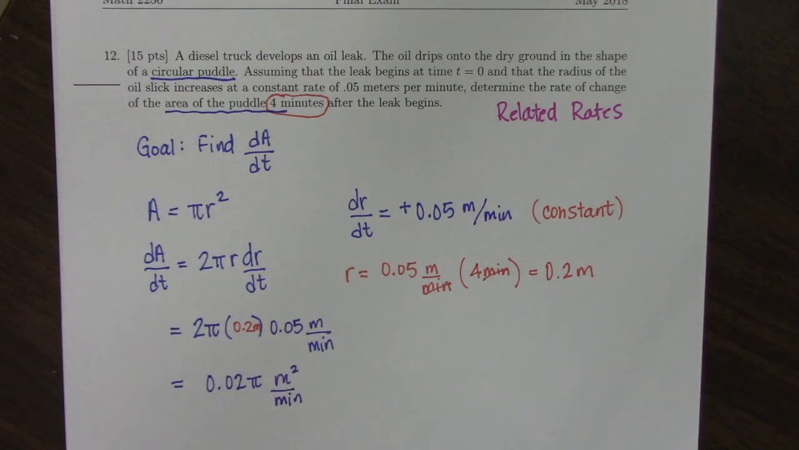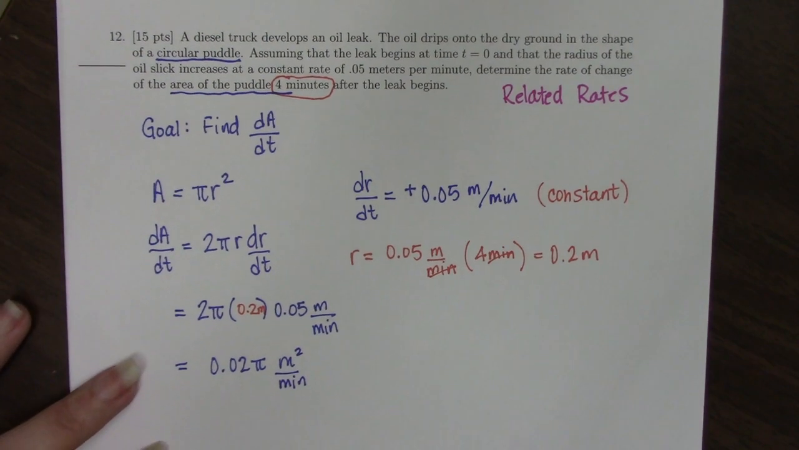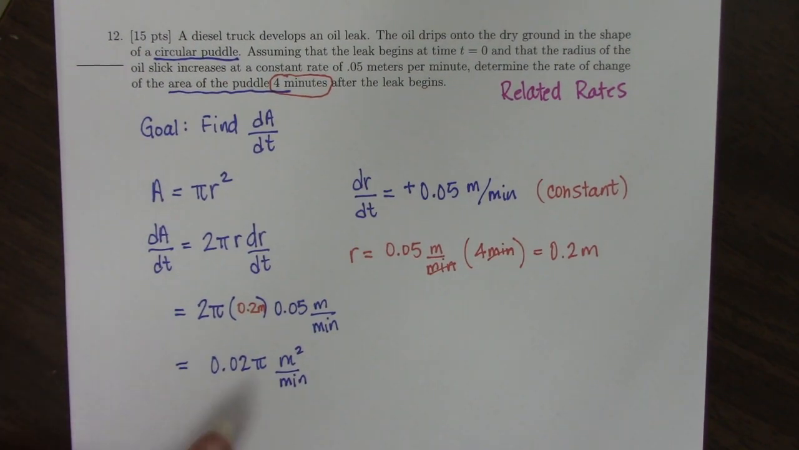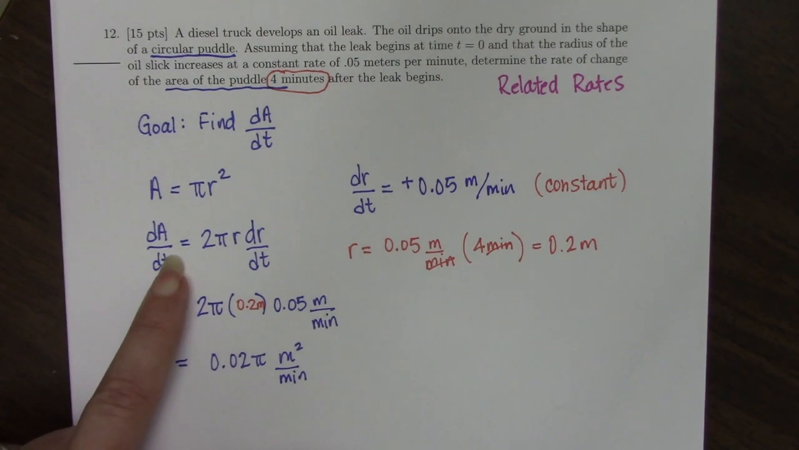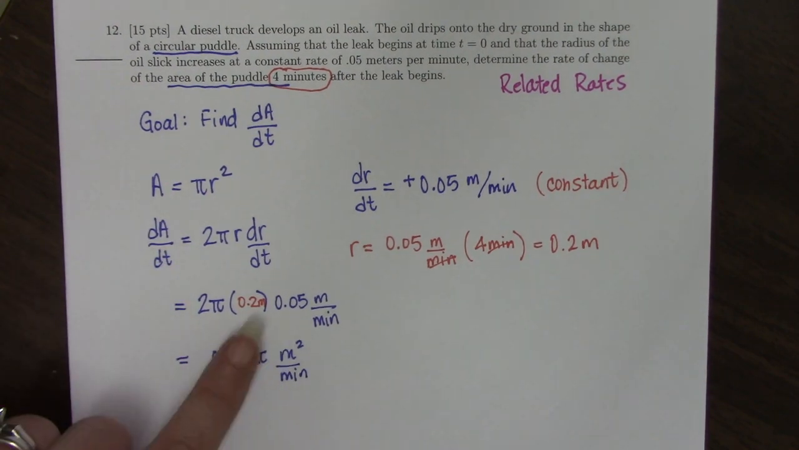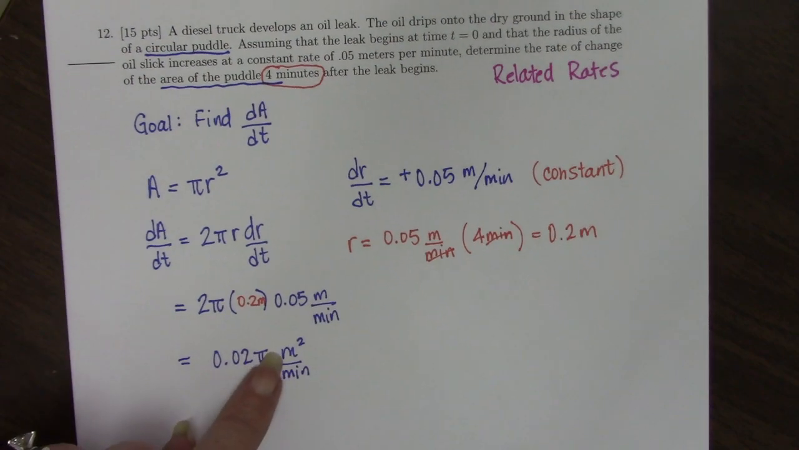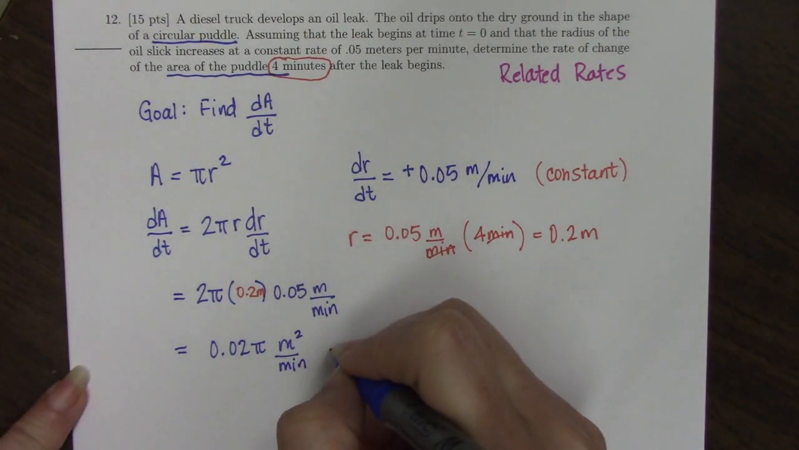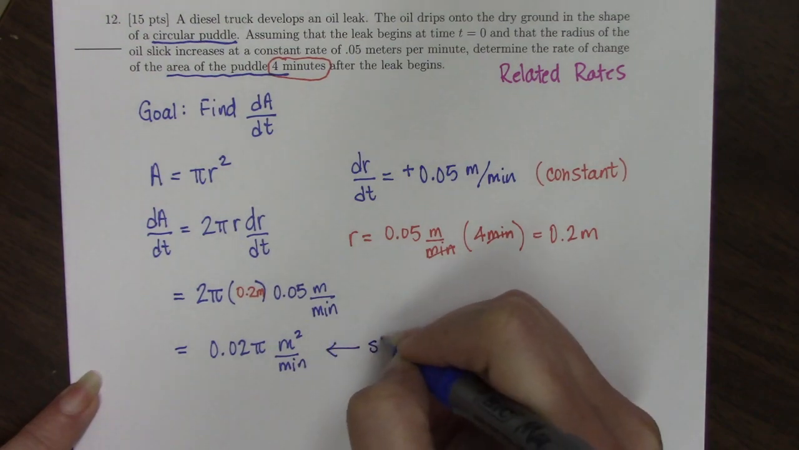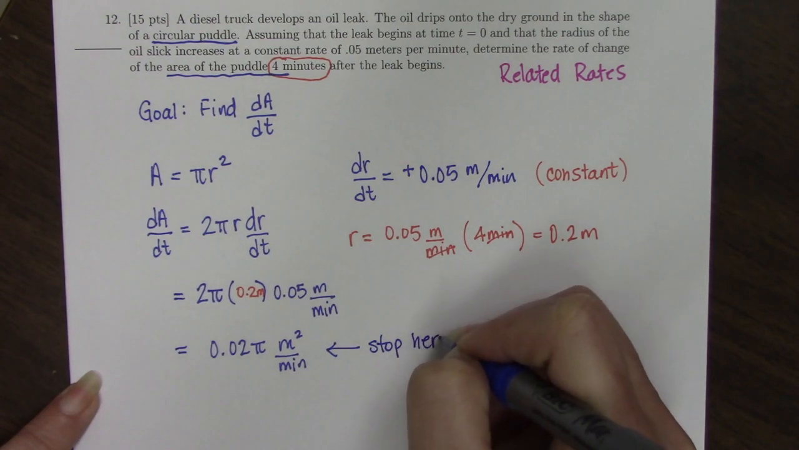So remember, with related rates, it's always the derivative with respect to time, and you want to do a units check to make sure the units in the numerator match the appropriate units of the rate that you're solving for. So this meter times this meter gave us meter squared. That is in fact area over time, and it's good enough to stop right here.